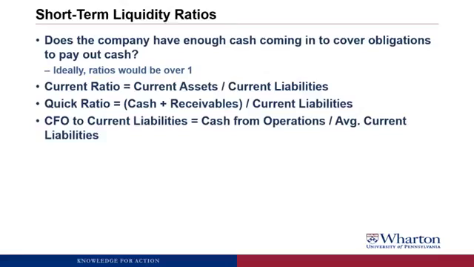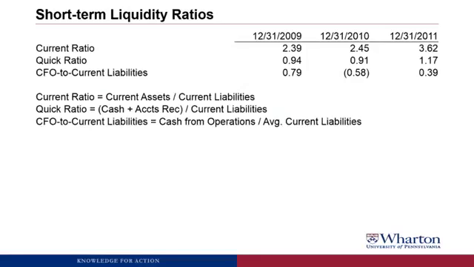Then we have cash from operations to current liabilities. So we take cash from operations divided by average current liabilities. This one is more backward looking, saying in the period, did we generate enough cash from operations to cover our normal level of current liabilities? If so, that's sort of a good sign going forward that we have enough liquidity. Here's what the ratios look like for Plainview technology. So why don't you pause the video and take a look at them?